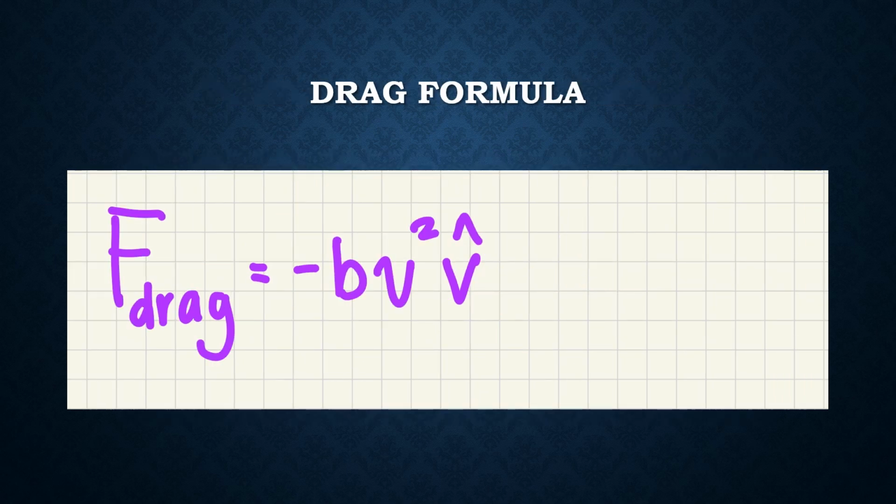Then we're going to have the drag formula. In this case, it would be negative b v squared v hat. But when I put it into GlowScript, we're not going to worry about this being negative because in this case, gravity and drag cancel each other out.